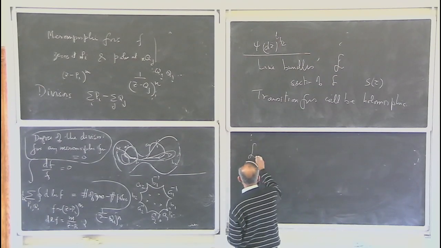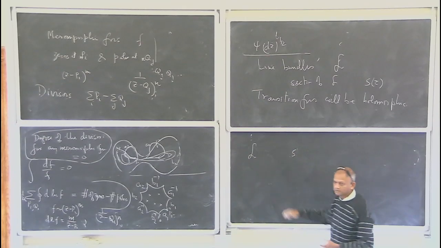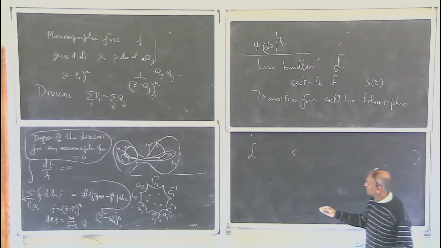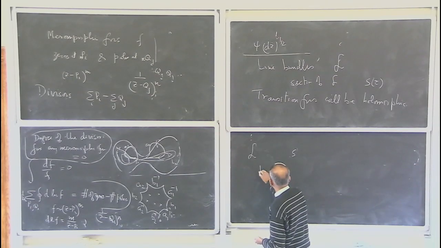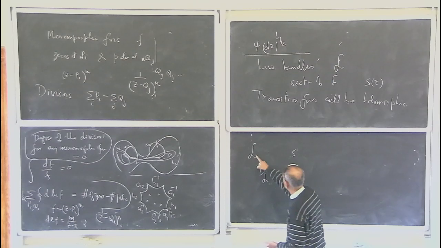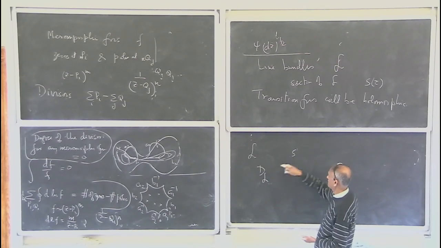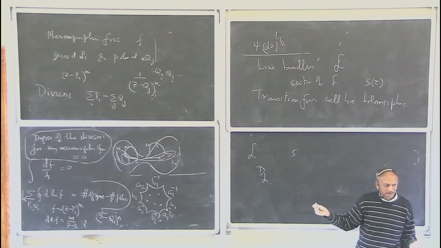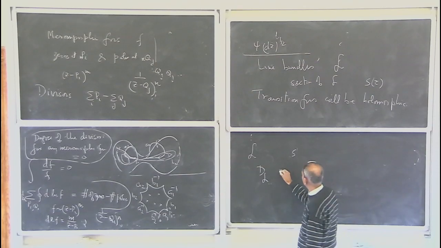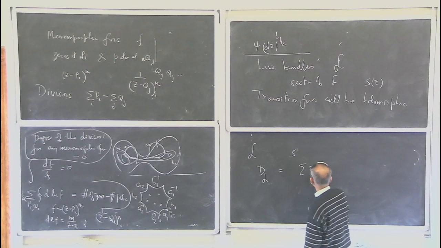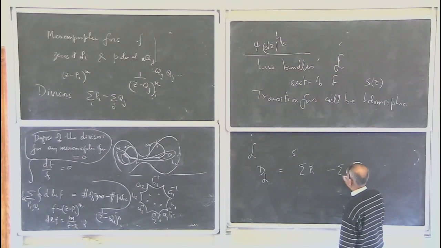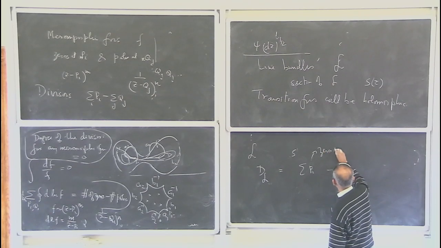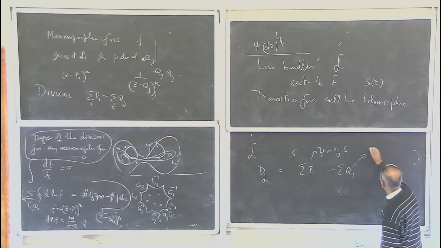So take some line bundle L and take again some section of the line bundle L. It'll have some poles and some zeros, right? So the corresponding divisor D corresponding to this L, because different line bundles will admit different types of sections, right? So this will be the sum of, say, Pi minus Qj. So these are the zeros of S, and these are the poles of S.